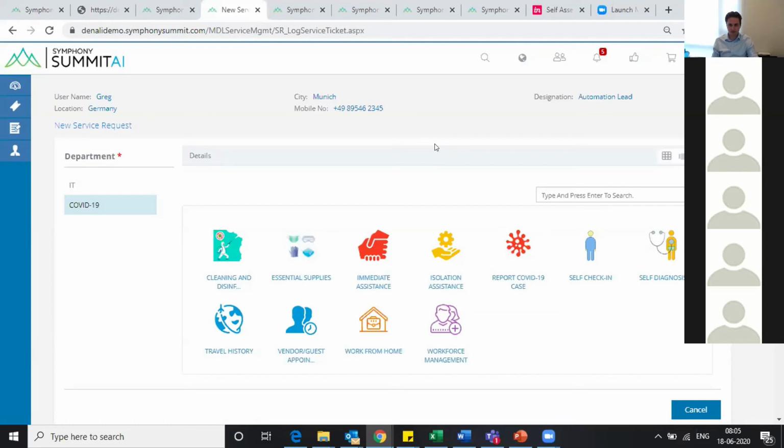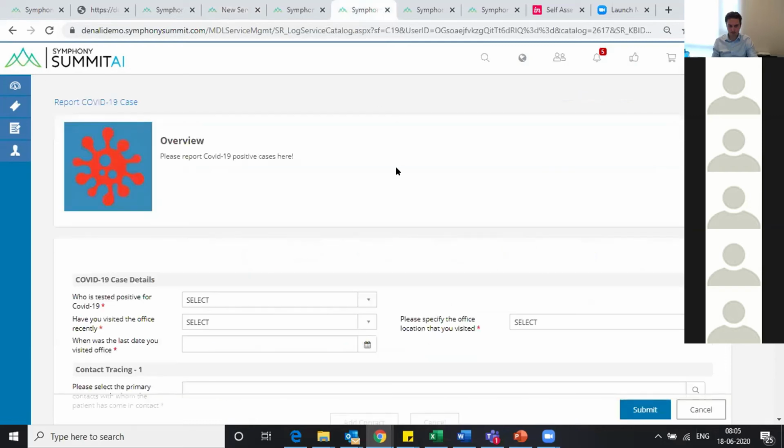In addition, there is sanitization that needs to be done. Now, what if this sanitization is going to be done by some other vendors? How do you actually manage the communications? And everything has to happen instantaneously. There is no room for time over here. So now I'm going to click on this report COVID-19 positive case, and you'll land onto this particular form. So the first thing that I will be doing is reporting this case.